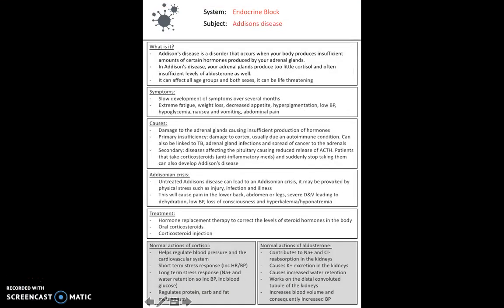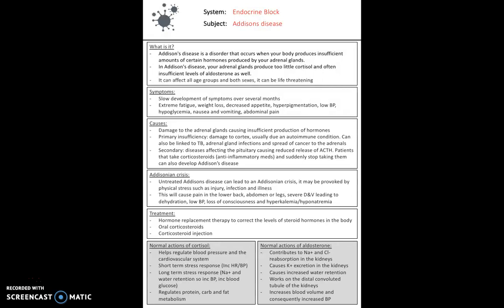So next to consider is Addison's disease, and this is the opposite essentially of Cushing's, because it's where the adrenal glands produce too little cortisol or insufficient levels of aldosterone as well. So normally cortisol and aldosterone in this case go hand in hand. We have low levels of both. And this can affect all age groups and both sexes, and it can be life-threatening as well.